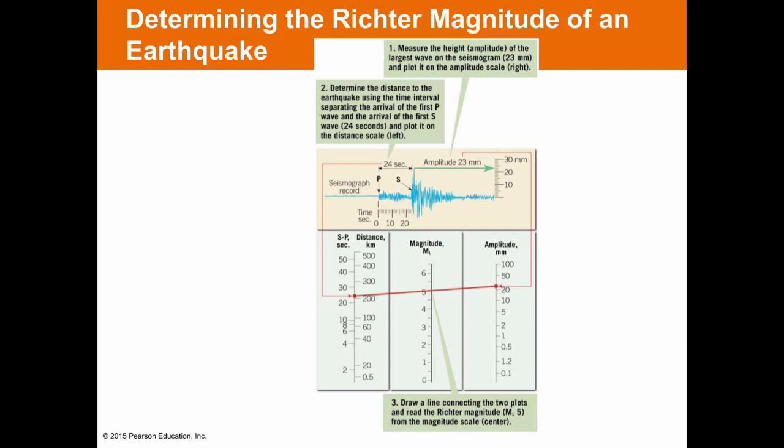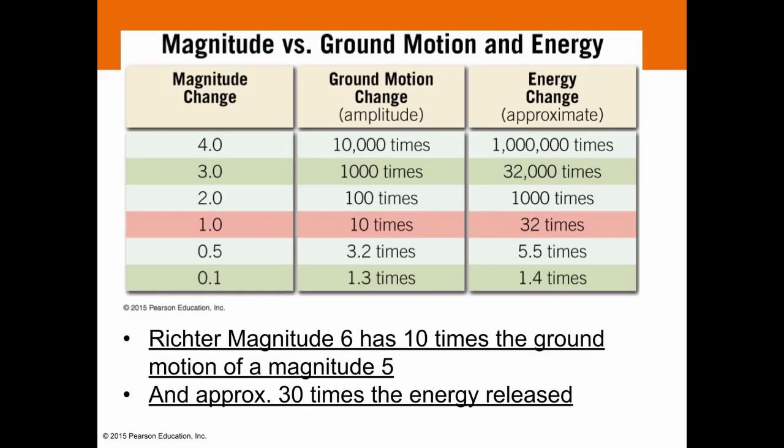This example here clocks in at a magnitude 5 earthquake because that 5 crosses the line between the distance and the amplitude. Again, the Richter scale, the magnitude scale, is a logarithmic scale. So if we notice going from a magnitude of 1 to 2 to 3 to 4, we get a ground motion change with an amplitude change of 10 to 100 to 1,000 to 10,000. If you are familiar with your math at all, a log 10 scale is what's going on here. Magnitude 1 has 1 zero, magnitude 2 has 2 zeros, magnitude 3 has 3 zeros, and so forth.